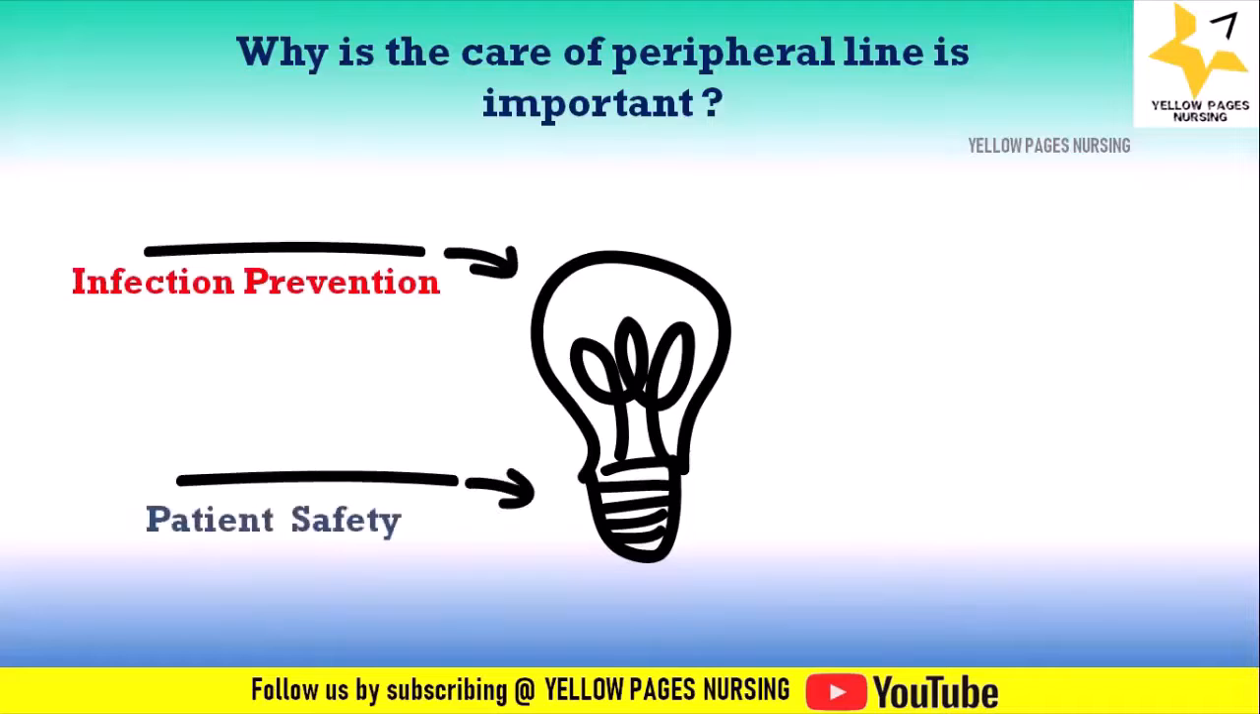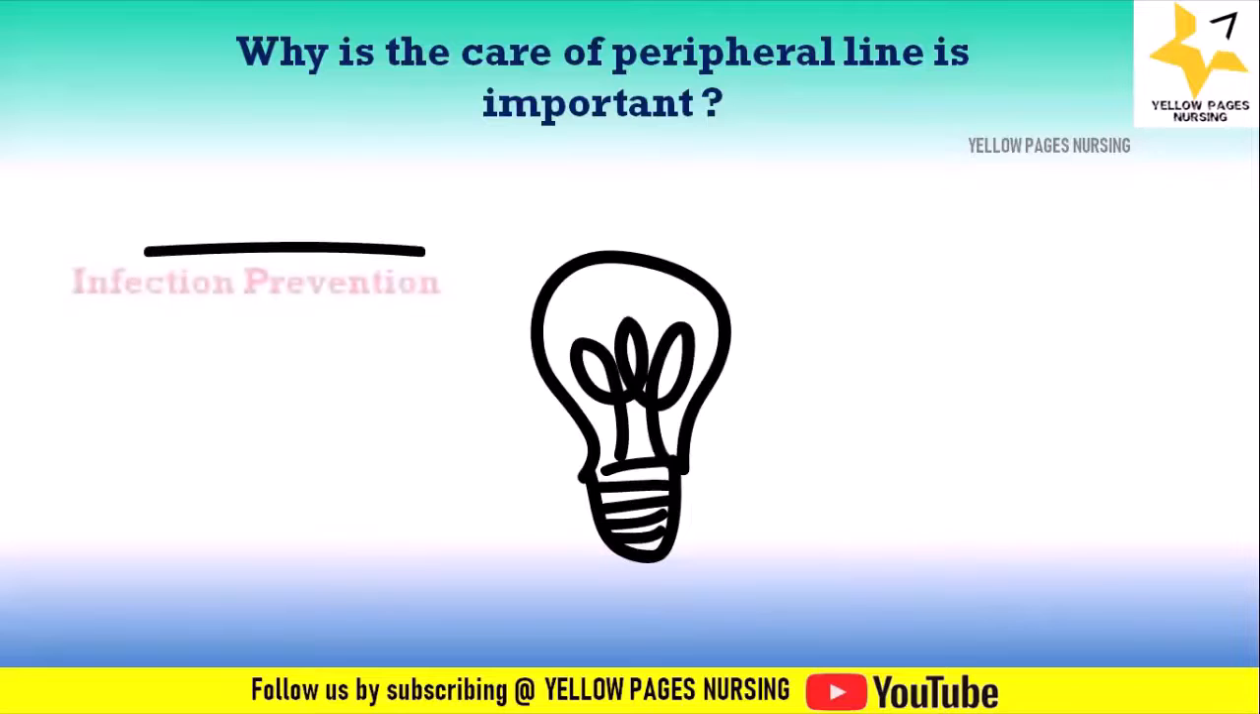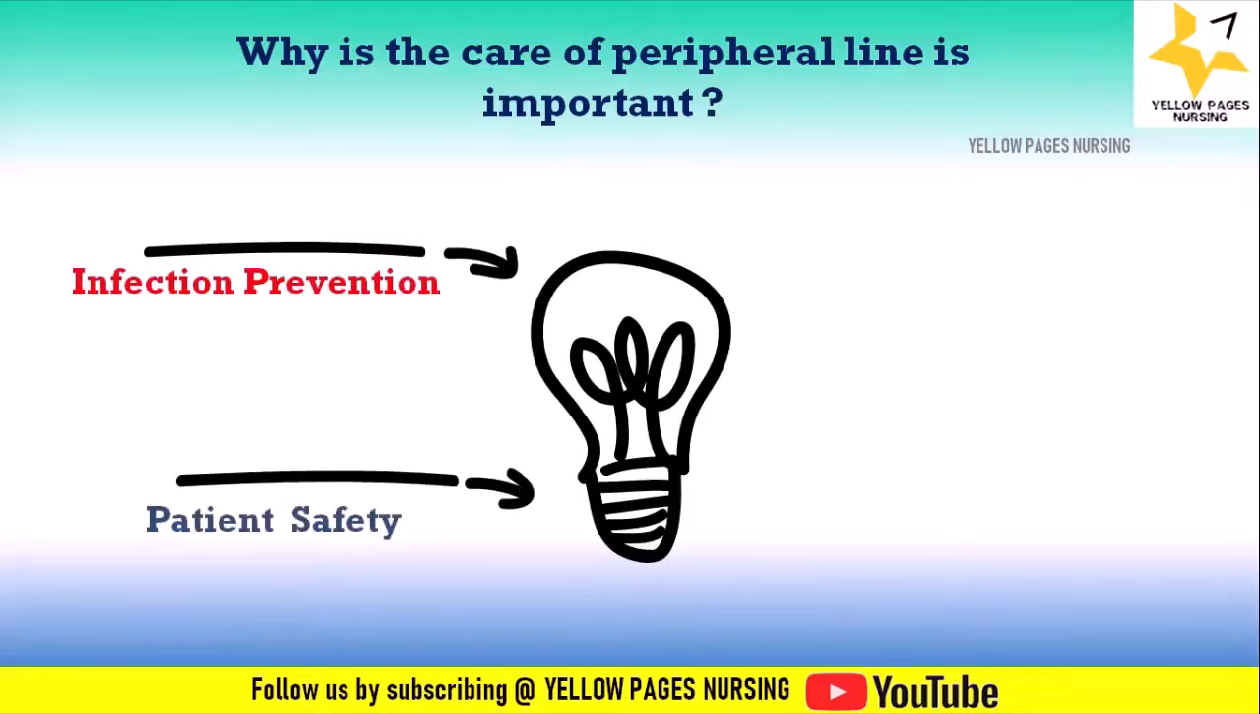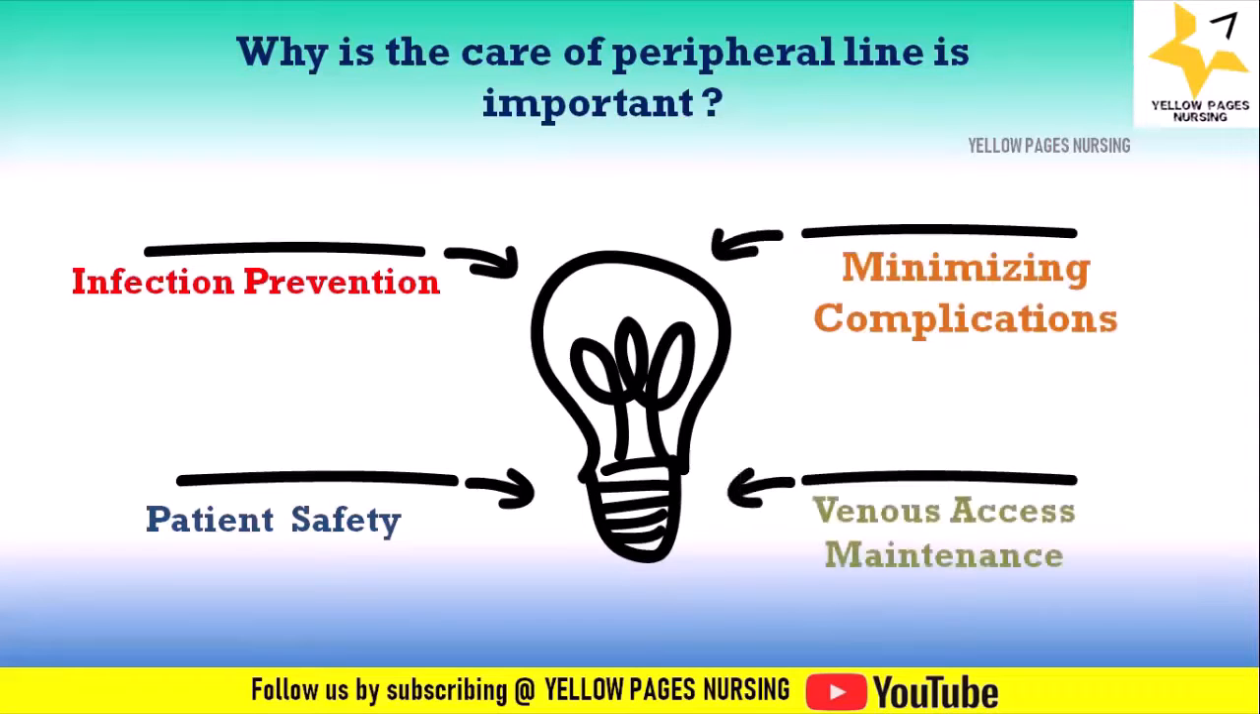Next is minimizing complications. Peripheral IV lines can lead to complications such as infiltration, phlebitis, etc. Proper care helps minimize these risks and reduce the need for line replacements or additional procedures. Next is venous access maintenance. Peripheral IV lines provide the primary or only means of venous access in some cases. Maintaining these access points is crucial, especially in cases where repeated venipuncture is challenging or painful.